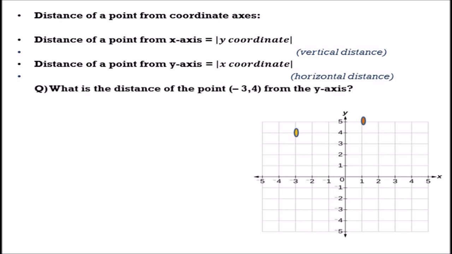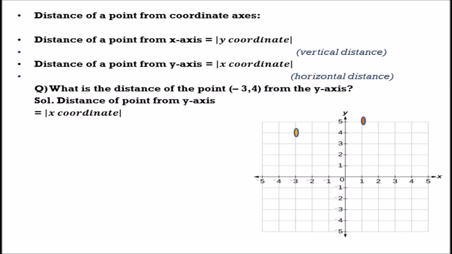Let us do a question now, and the question is, what is the distance of the point -3, 4 from the y-axis? The location of the point on a Cartesian plane is this. The value of x-coordinate is -3 towards the left, and the value of y-coordinate is 4. Since we want the distance of this point from the y-axis, which is the vertical axis, the distance of the point from the y-axis will be the horizontal distance, distance parallel to x-axis.